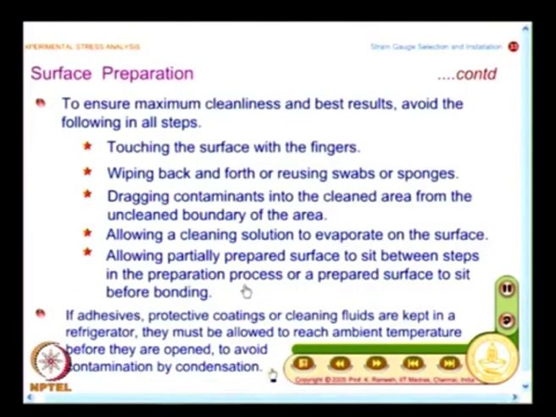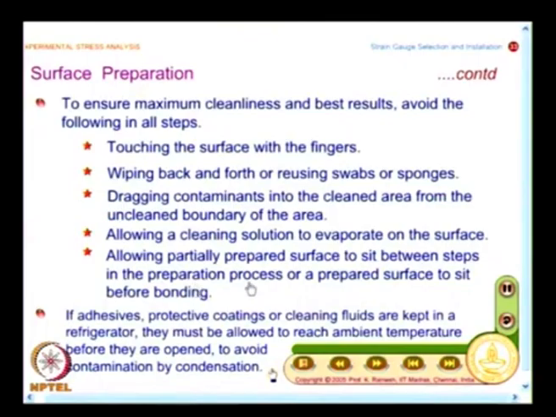And another important aspect is you should not allow a partially prepared surface to sit between steps in the preparation process. That means you should keep everything ready. You should know what is the first step, what is the second step, what is the third step, etc. You should not sit between the steps, and also once the surface is prepared, you must bond the strain gauge immediately. That is what is mentioned here. You should not have the prepared surface sit before bonding.